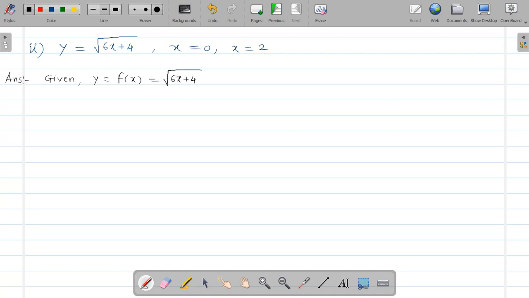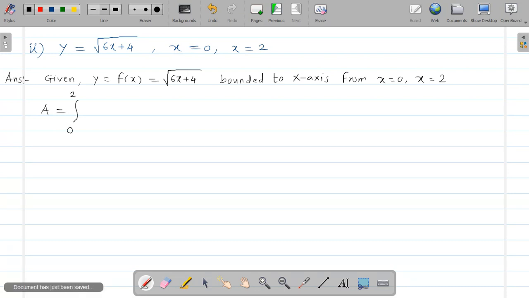Now this curve is bounded to the x-axis from x is equal to 0 to x is equal to 2. And if you want to calculate the area bounded by that particular region, then area A is equal to, by definite integration, integration from 0 to 2 of y with respect to x. Y means f of x, so y is in terms of x, so you have to evaluate the integration with respect to x. So it will be integration from 0 to 2.